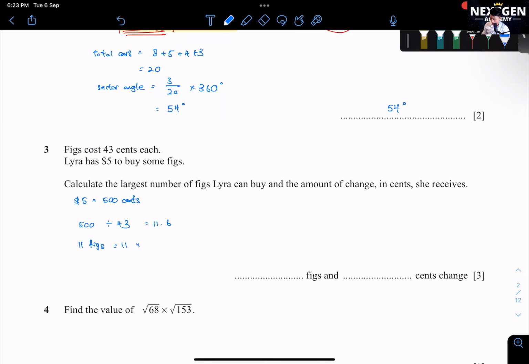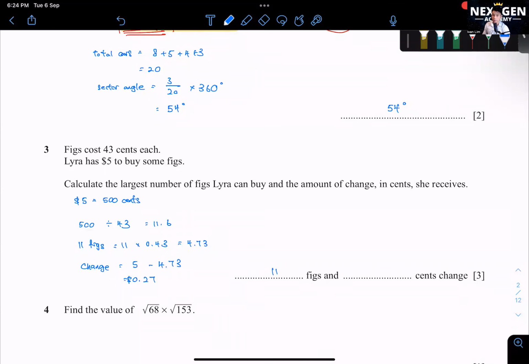11 times 43 cents. You can write 0.43. 11 times 0.43, you get $4.73. And then the change will be $5 minus 4.73, which is 0.27. This one you have to be careful. If you use this, you can buy 11 fixed. It's not 0.27 cents. This is $0.27.